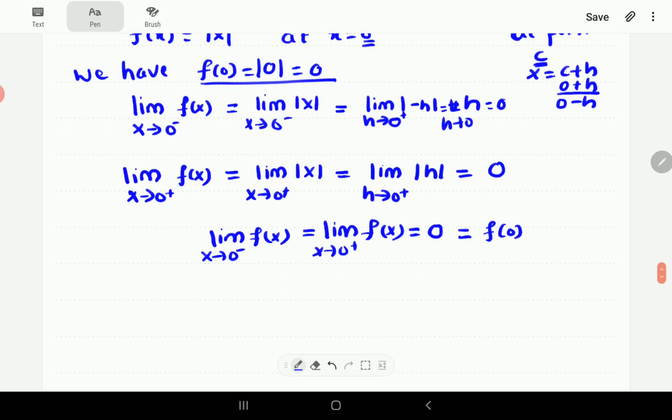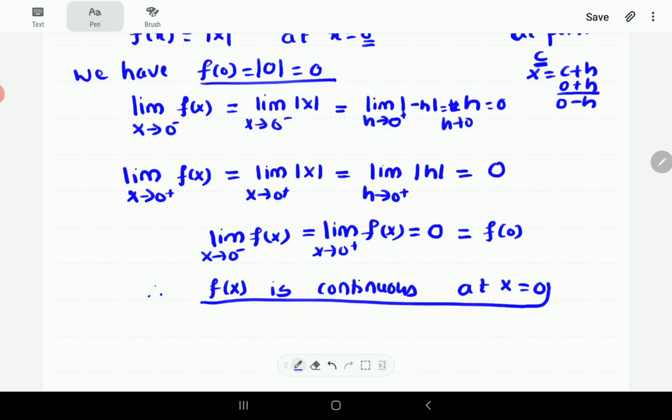So this is nothing but the continuity definition. So therefore the continuity holds. Hence we can say f of x is continuous, at what point? At x equal to 0. Now we have got that f is continuous. Now we have to check whether it is differentiable.